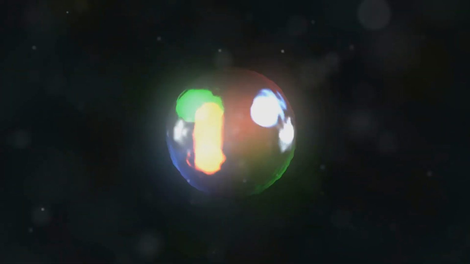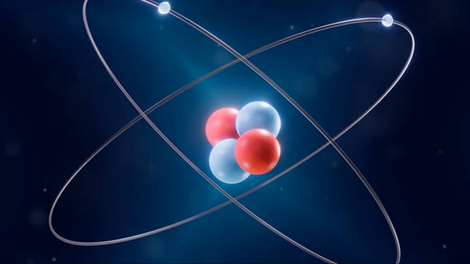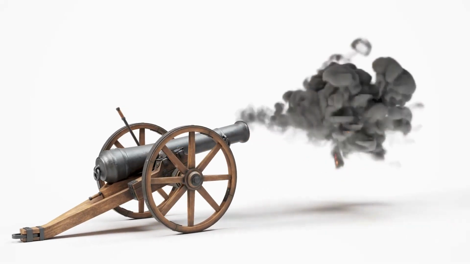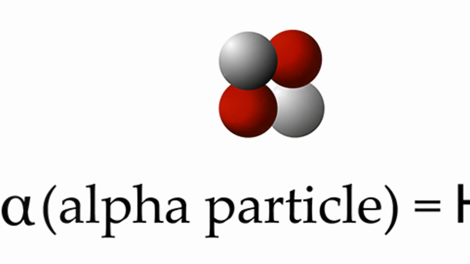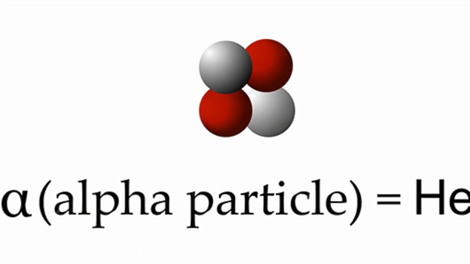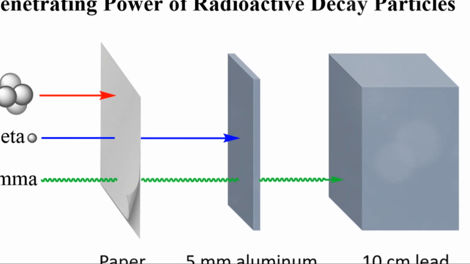Alpha radiation consists of alpha particles, which are essentially helium nuclei, 2 protons and 2 neutrons. Imagine a tiny cannonball being fired from the nucleus. Alpha particles are relatively massive and carry a positive charge. They interact strongly with matter, meaning they can't penetrate very far through materials. A sheet of paper or a few centimeters of air can stop them.